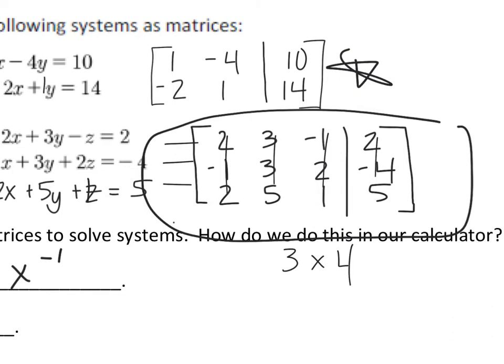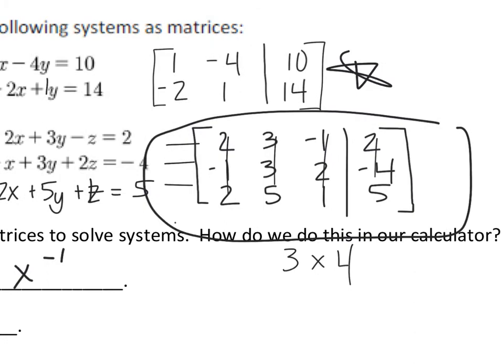So I'm going to enter 2 in my first spot, and then it'll jump to the right where I'm going to put a 3, and then a -1, and then a 2, and then a -1, 3, 2, -4, and then our last row will be a 2, 5, 1, and 5. All right, so we've entered that in there.